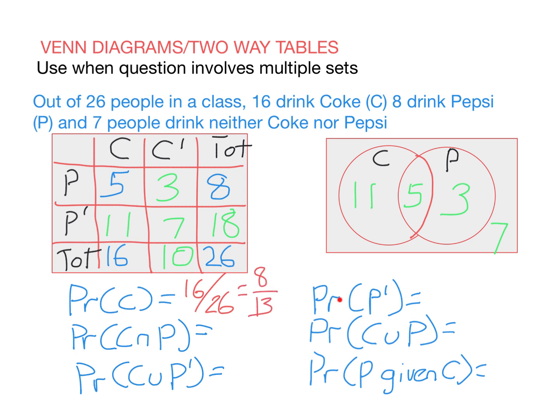So this says the probability of not P. The probability if I pick someone at random, they don't drink Pepsi. So we can see from the two-way table there are 18 people who don't drink Pepsi. These 11 and these 7 don't drink Pepsi, so there are 18 such choices out of 26.